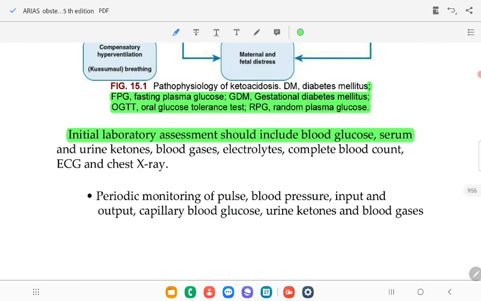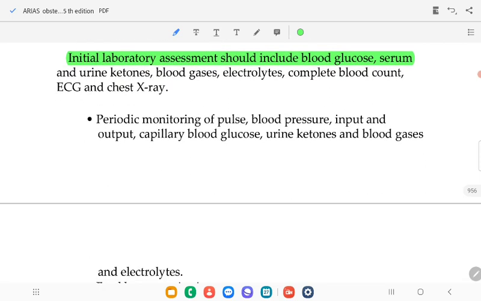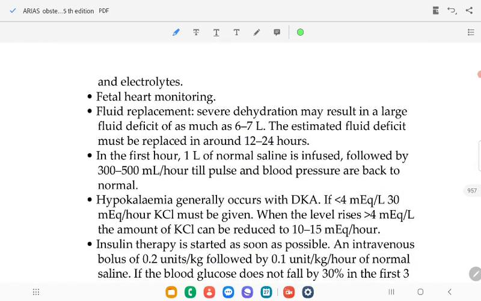Initial laboratory assessments should be blood glucose, serum and urine ketones, blood gases, electrolytes, complete blood count, ECG, and chest X-ray. Periodically monitor pulse, blood pressure, input and output, capillary blood glucose, urine ketones, and blood gases. Do fetal heart monitoring. For fluid replacement, severe dehydration may result in a large fluid deficit, as much as 6 to 7 liters. The estimated fluid deficit must be replaced over 12 to 24 hours.